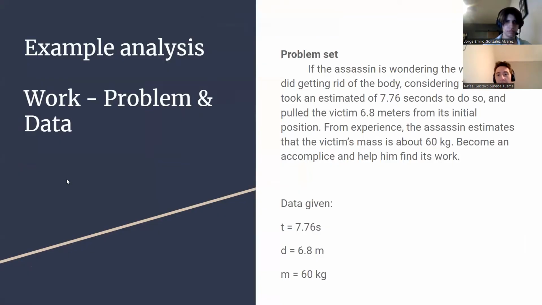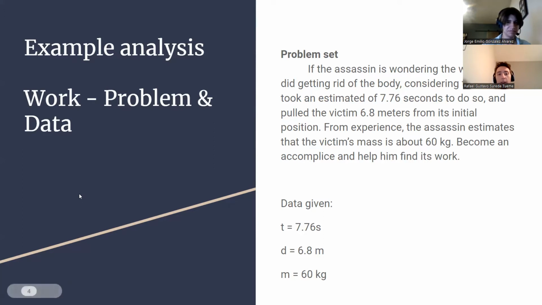Now, after seeing the video, we will have a problem about work. It says, if the assassin is wondering about the work that he did getting rid of the body, considering that he took an estimate of 7.76 seconds to do so, and pulled the victim 6.8 meters from its initial position. From experience, the assassin estimates that the victim's mass is about 60 kilograms. Come and help him find his work.